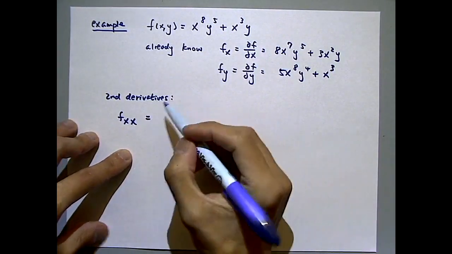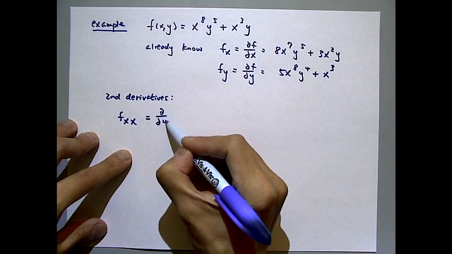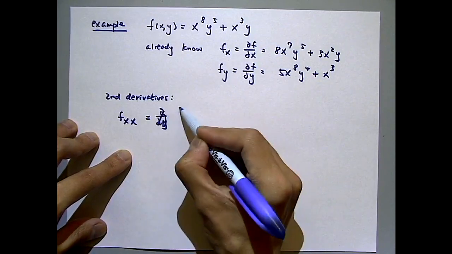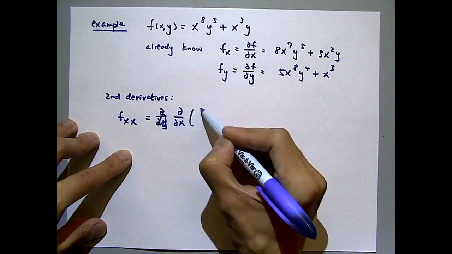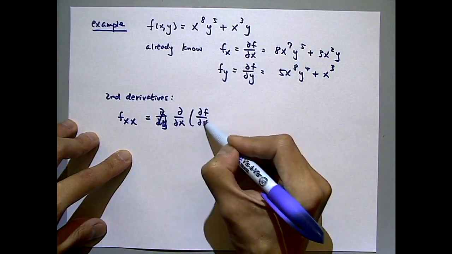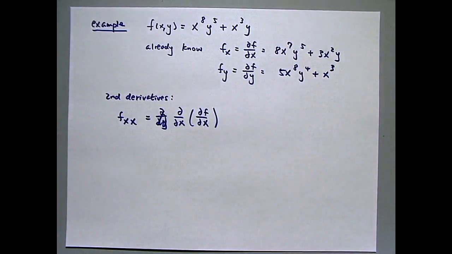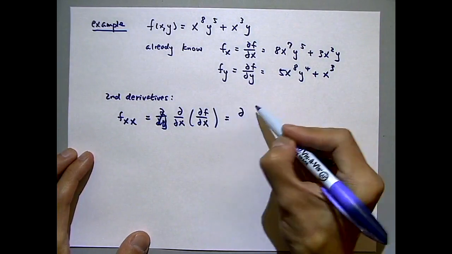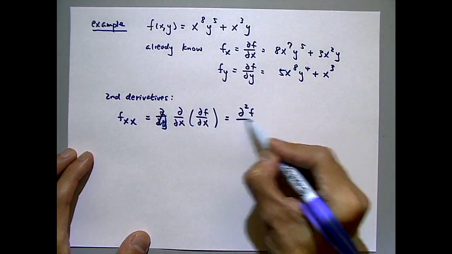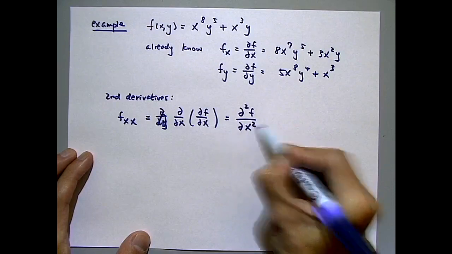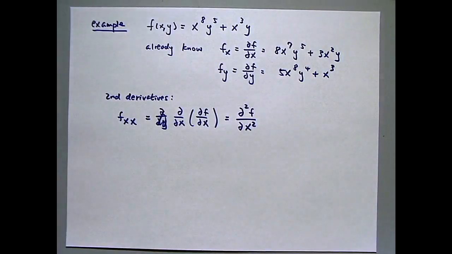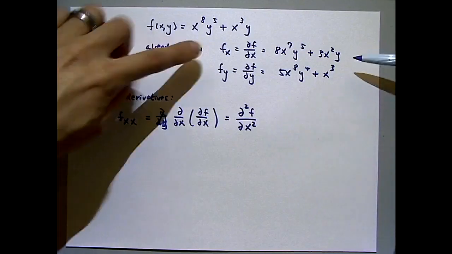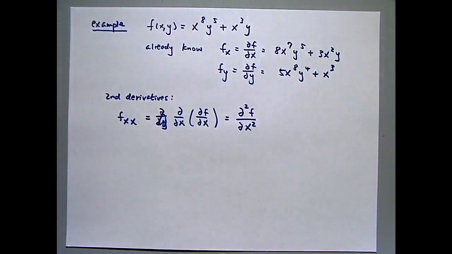The other notation is kind of weird. Sorry, partial with respect to x of partial f partial x. So this is funny looking d squared f over funny looking dx squared. Okay? So this is a derivative of fx with respect to x.